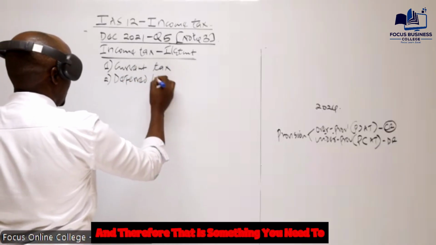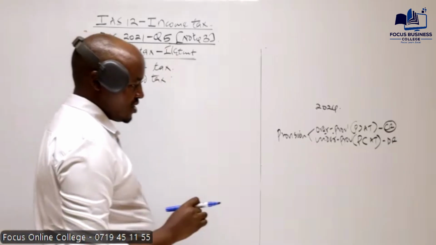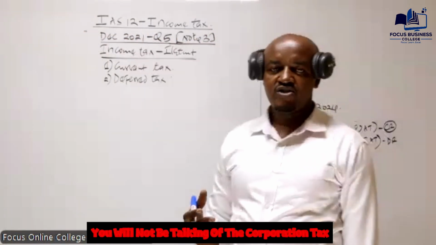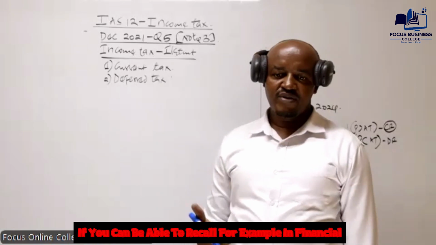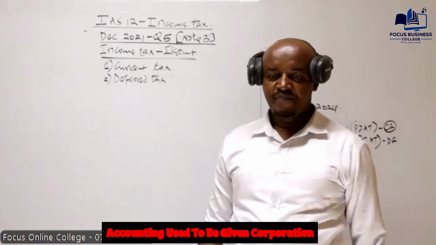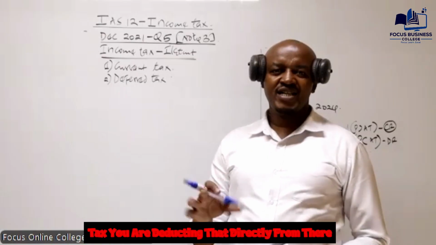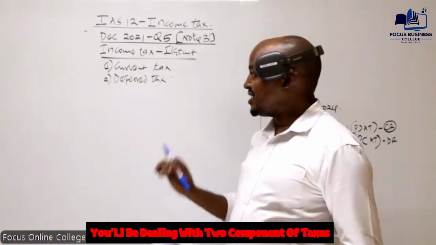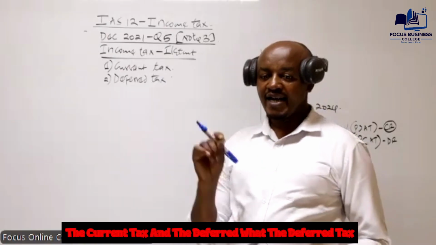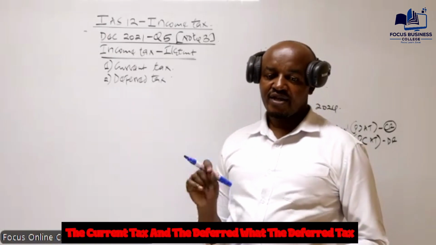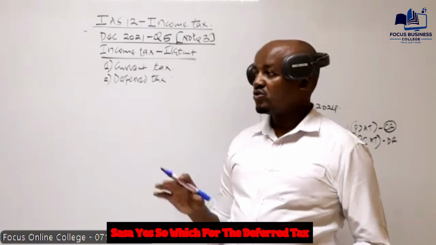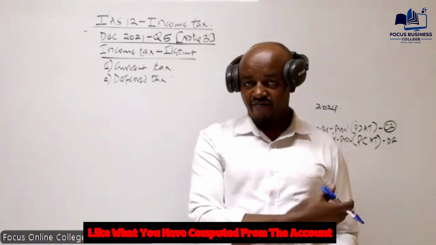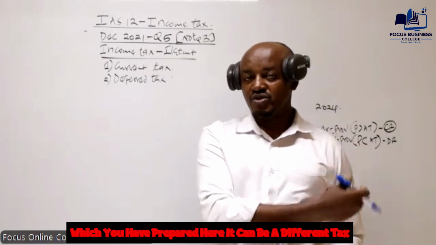And that is something you need to note very well, because at this level now, you will not be talking of corporation tax. If you recall, for example, in financial accounting, you used to be given corporation tax. You deduct that directly from the profit before tax. At this level, you'll be dealing with two components of taxes, the current tax and the deferred tax. Yes. So for the deferred tax, this can be a deferred tax expense, like what you have computed from the deferred account which you have prepared here.